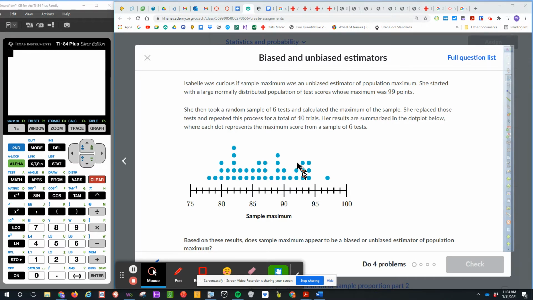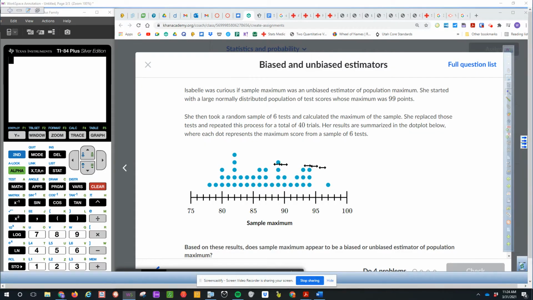If you count all the dots here, you should be able to see 40. There are 40 dots here, right? Now each dot represents something. It's a maximum. Each dot here is a representation of the maximum of the sample.